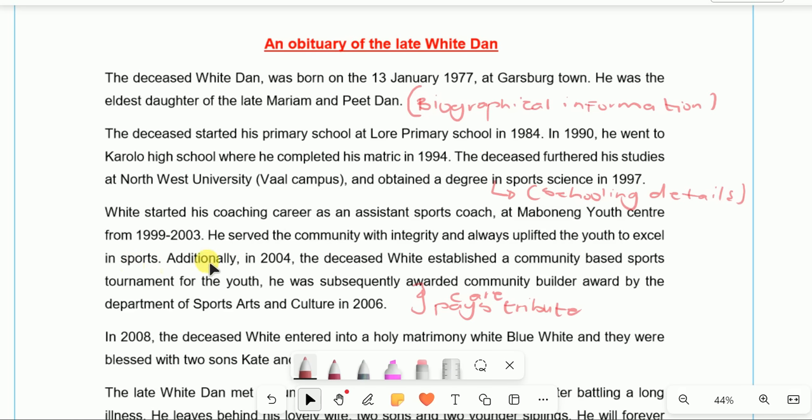And then additionally, remember I told you about the logical arrangement of using logical connectors to connect ideas. So because I still want to pay tribute to him and I still want to have more information, I will use the word additionally as a logical connector. In 2007, the deceased White established a community-based sports tournament for the youth. He was subsequently awarded Community Builder Award by the Department for Sports, Arts and Culture in 2006. This is a very beautiful paragraph where I have highlighted his career as well as paying tribute to him by highlighting his most important achievement.